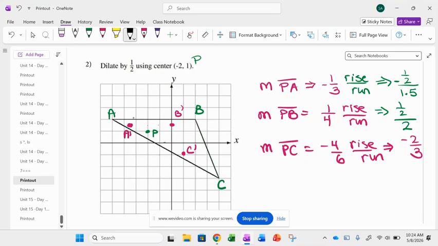And now I connect my points, my new primes, and it looks something like that, creating half the size. Yes. Yep.